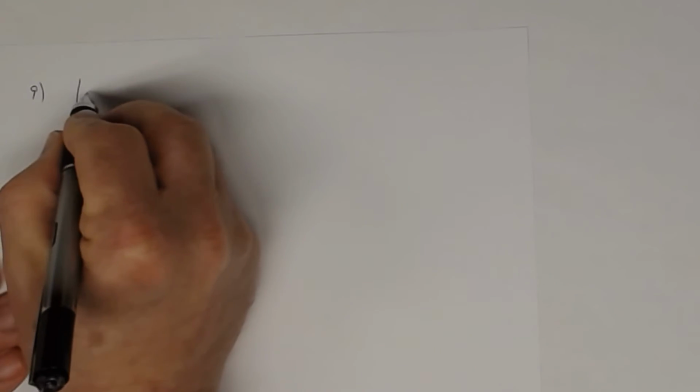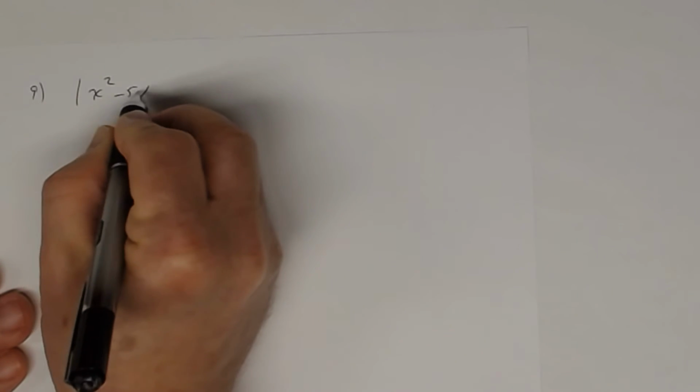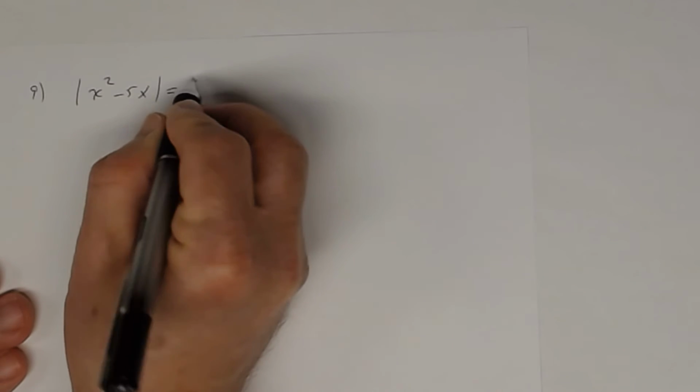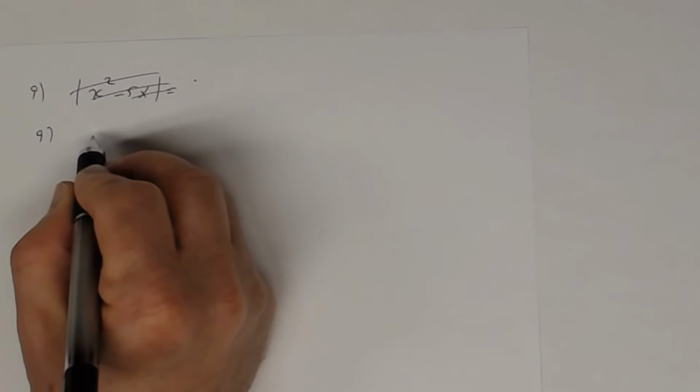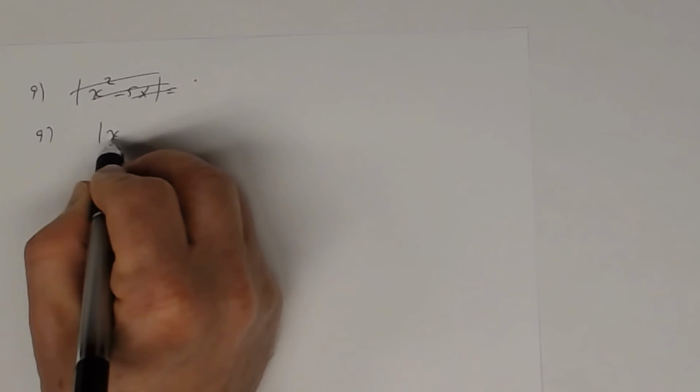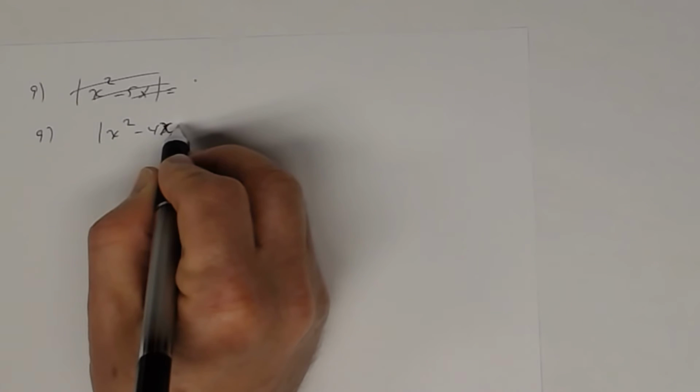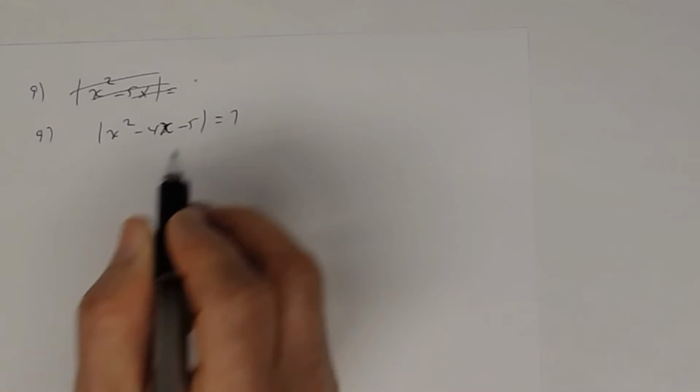Okay, let's do one more. So this will be number 9. In number 9, you have absolute value of x squared minus 5x is equal to, sorry, I forgot, this is not the one. So number 9, I apologize. Number 9, I want to use this one. The absolute value of x squared minus 4x minus 5 is equal to 7.